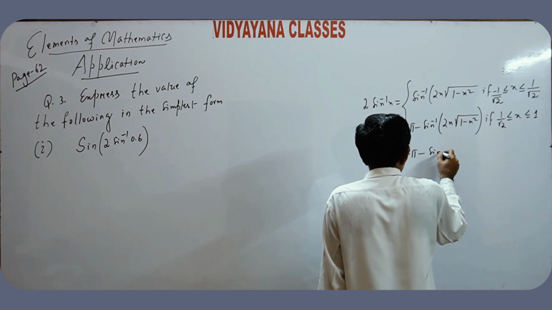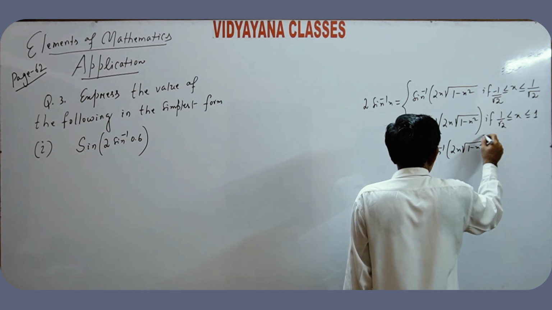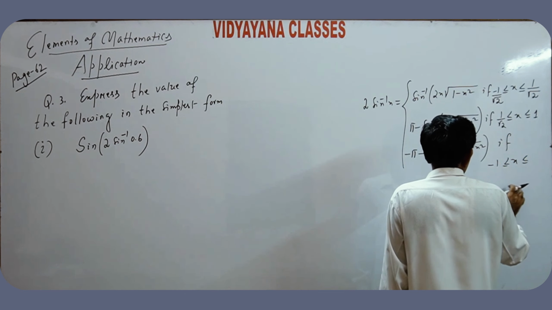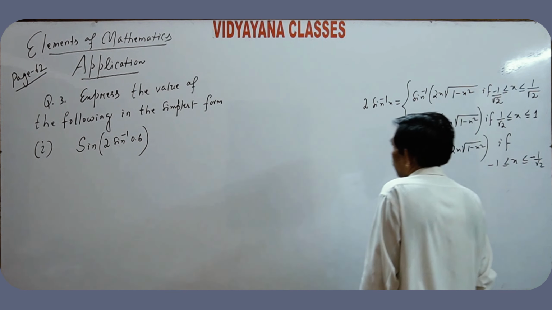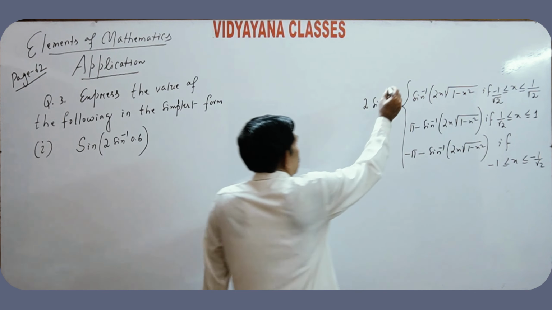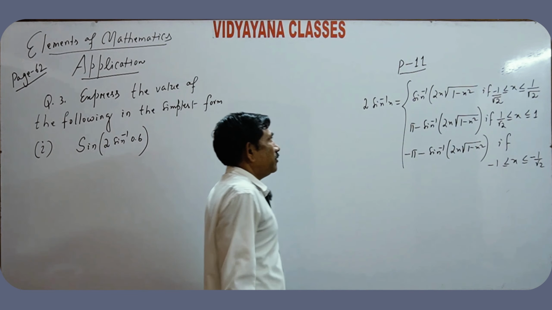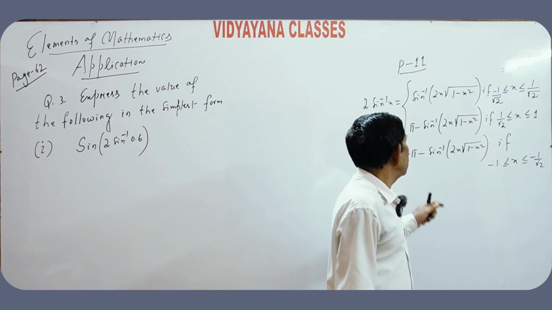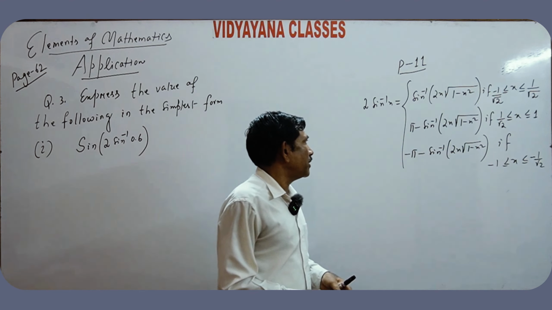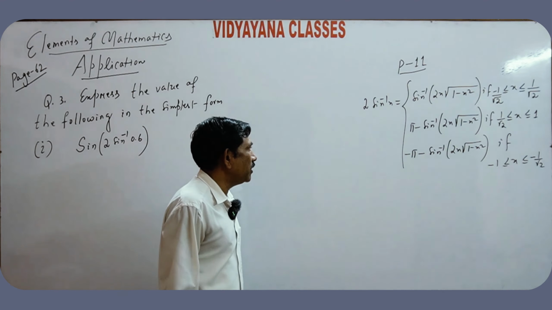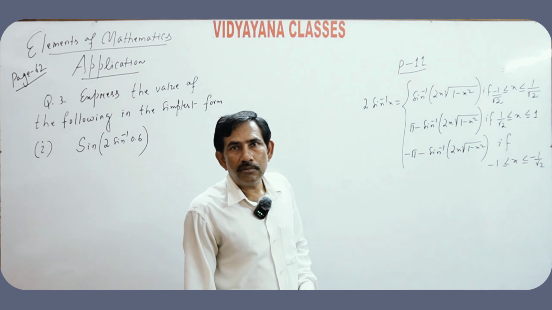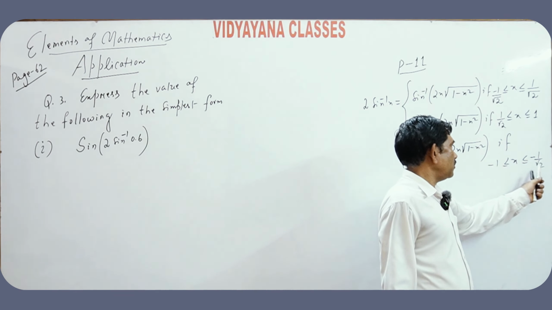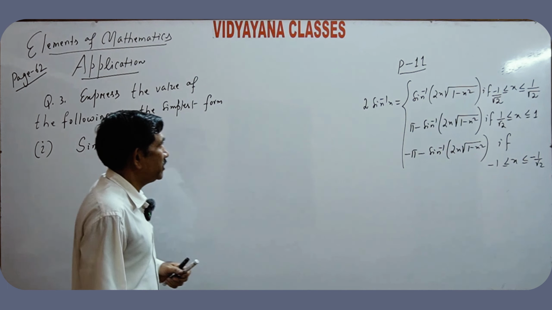Minus pi minus sine inverse of 2x into root over of 1 minus x square, if x is greater than or equal to minus 1 and less than or equal to minus 1 by root 2. In property 11: 2 sin inverse x is equal to sin inverse of 2x into root over of 1 minus x square if x belongs to this interval, and pi minus sin inverse of 2x into root over of 1 minus x square if x is greater than or equal to 1 by root 2 and less than or equal to 1, and minus pi minus sin inverse of 2x into root over of 1 minus x square if x is between minus 1 and minus 1 by root 2. You should memorize all the properties.